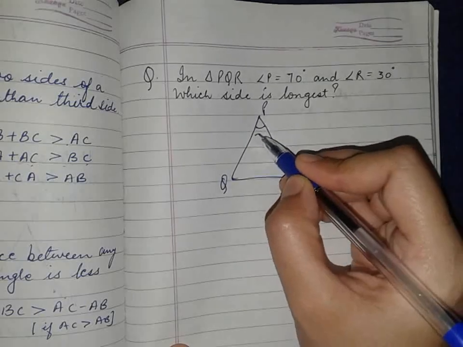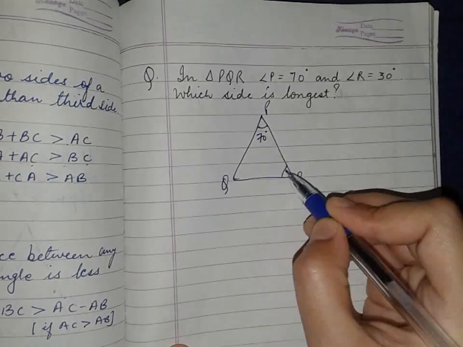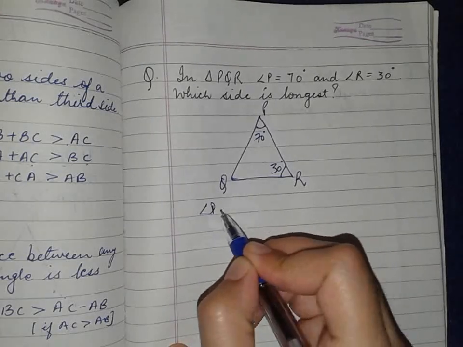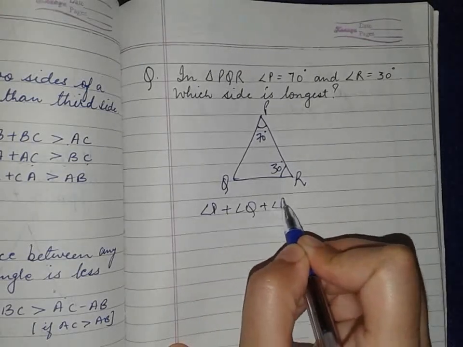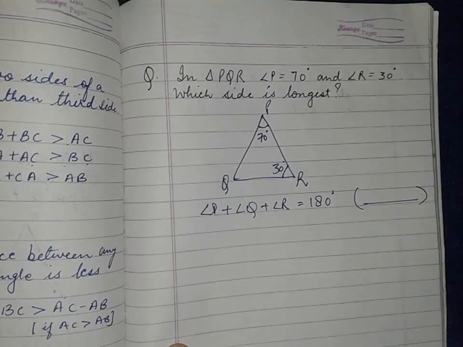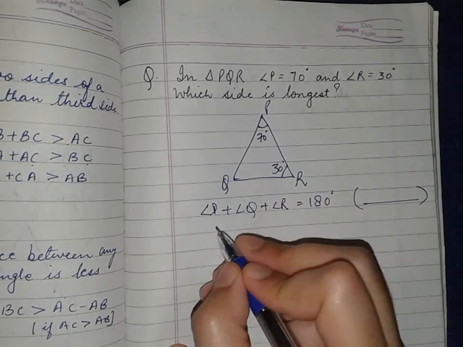It is given angle P is 70 degree, angle R is 30 degree. We don't know angle Q. First step will be finding angle Q. Angle P plus angle Q plus angle R will be equal to 180 degree. Reason, angle sum property of a triangle, write yourself.